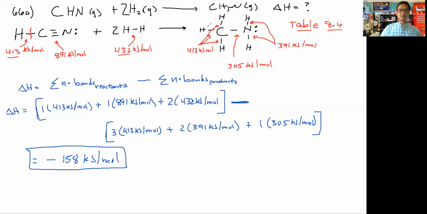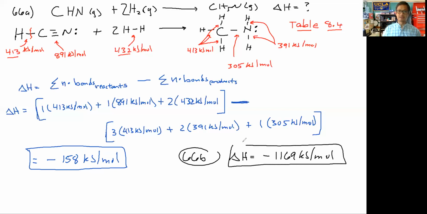Like I said, make sure you come see me if you did not get that. Let me just give you the answer to 66B real quickly so you can check your own work. Delta H here is going to be negative 1,169 kilojoules per mole. Okay, so that's the answer for 66B. All right, good. Let's continue.